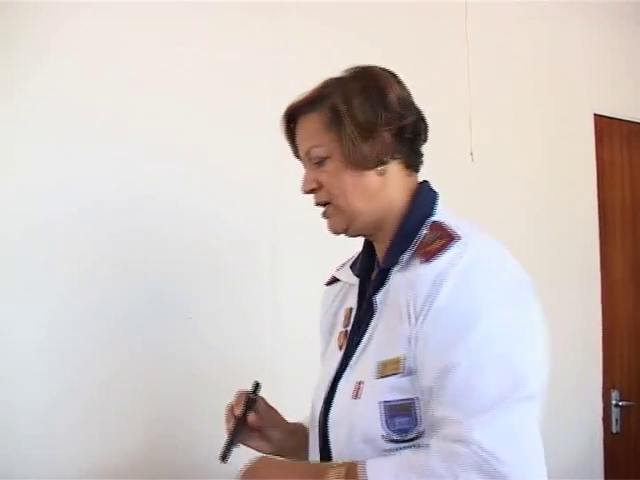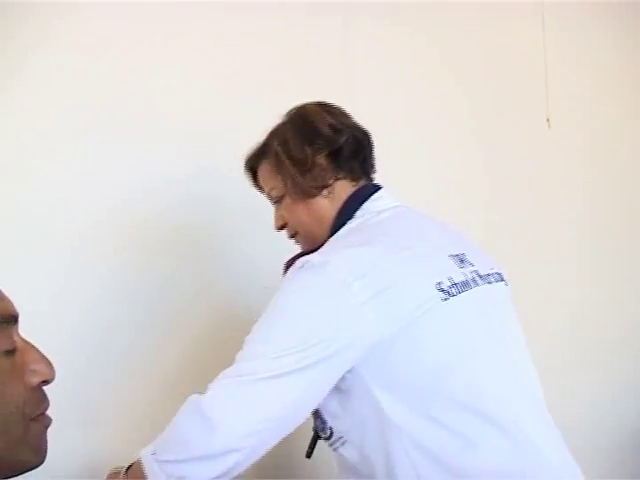Examination of the mouth and the throat. You stand in front of the patient and you do the examination of the mouth using the pen light and a spatula. We're first going to start at the corners of the mouth. We look if the corners of the mouth are healthy.